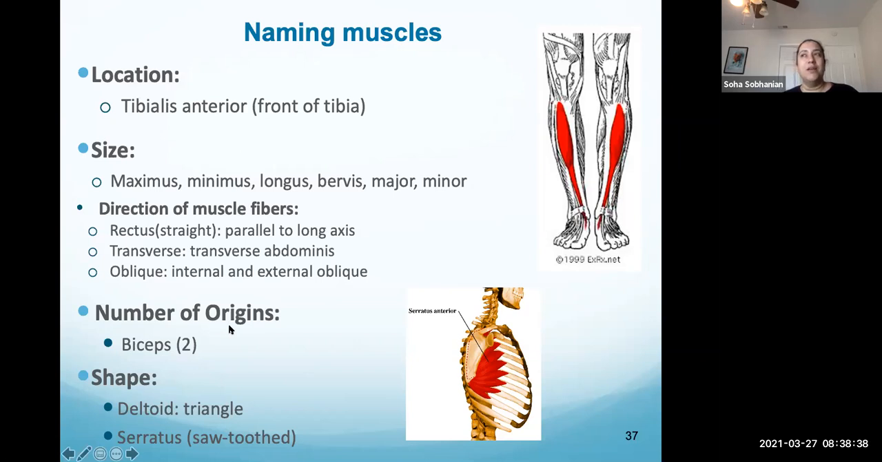Number of origins. So every muscle typically has one origin. So one point of attachment to the muscle. Sorry, one point of attachment to the bone.